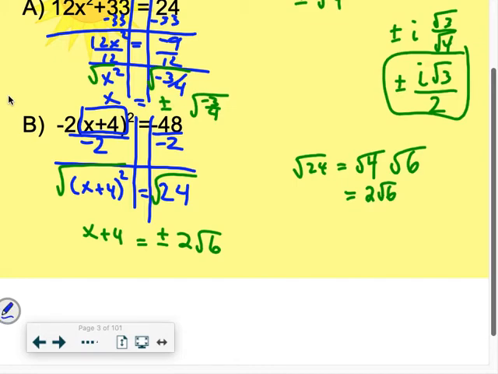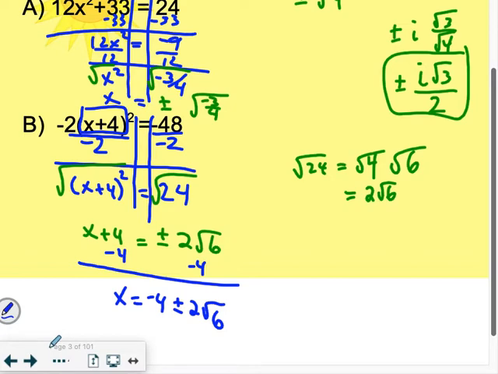And then I'm going to finish solving for x by subtracting 4 after that. And I'm going to put the 4 first. So I have negative 4 plus or minus 2 square root of 6. So there's 2 solutions here, negative 4 plus 2 square root of 6, and negative 4 minus 2 square root of 6. And you can leave it just like that.